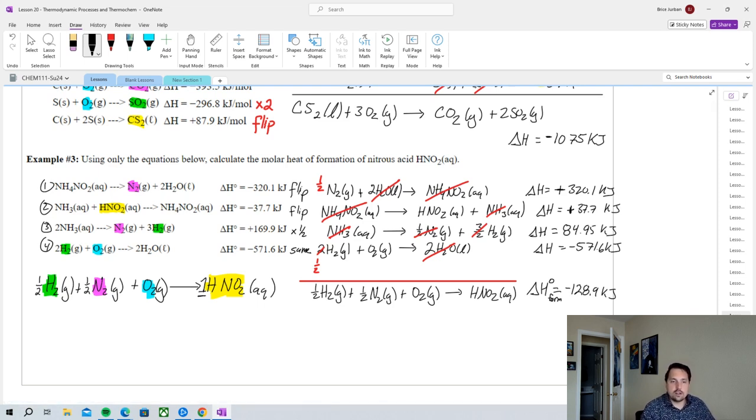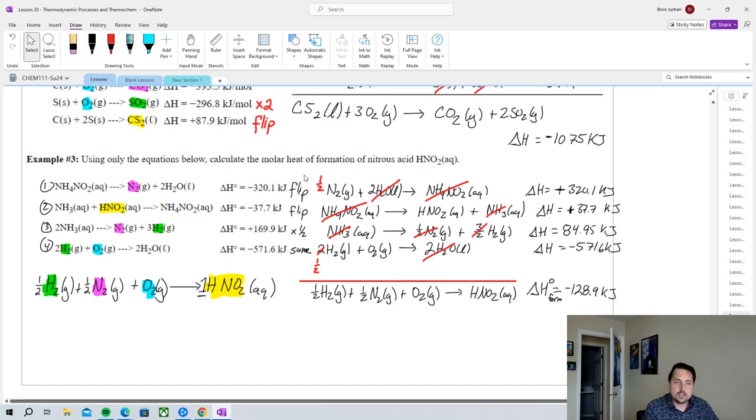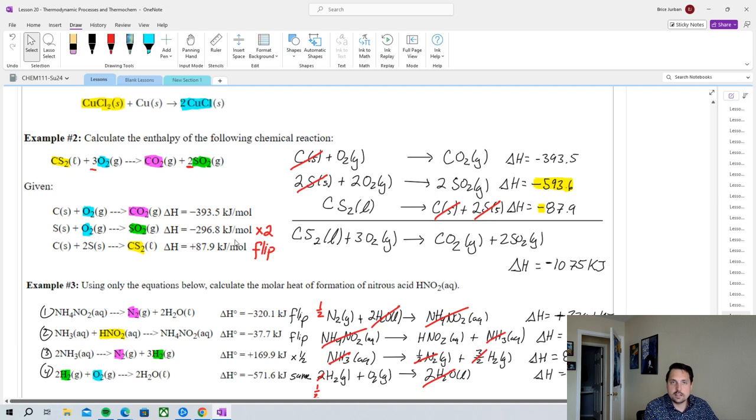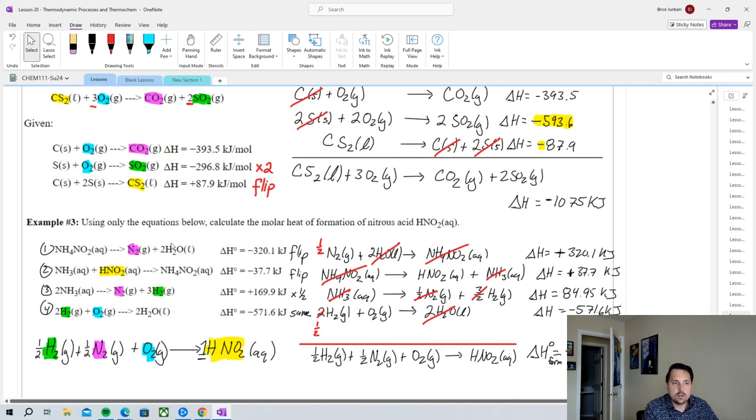So that's Hess's law. I would suggest practicing some of these problems from your textbook. Some of these I found from an online website, I think chemteam.info. You can find some of those additional problems there.